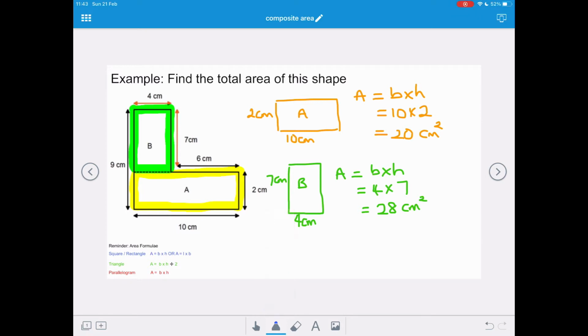Now, to work out the total area, we need to add together the areas of A and the area of B. So the total area is going to equal 20 plus 28, and adding them together, we get 48 squared centimeters as the total area of this shape.